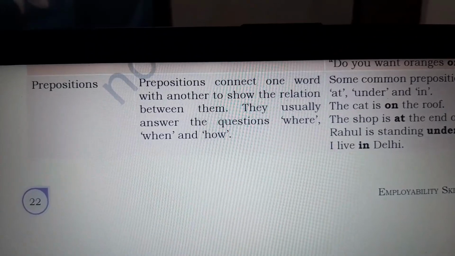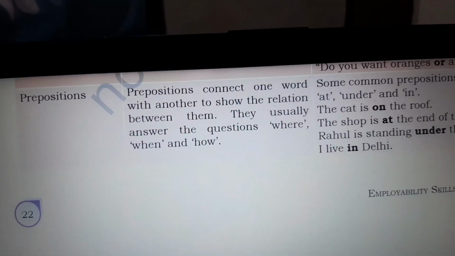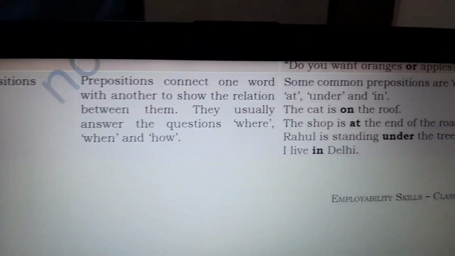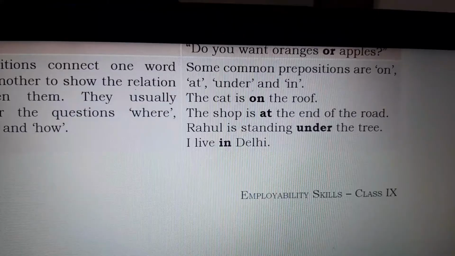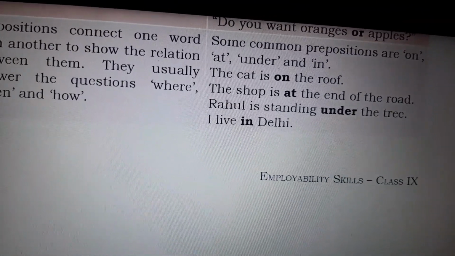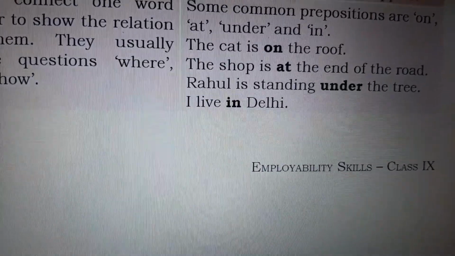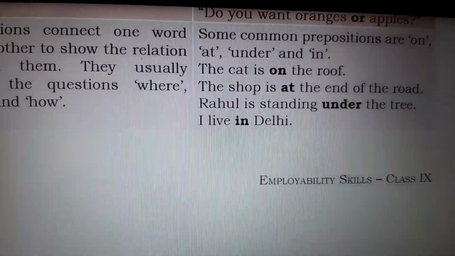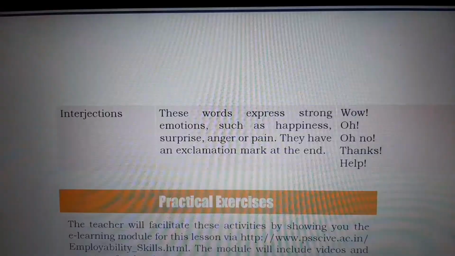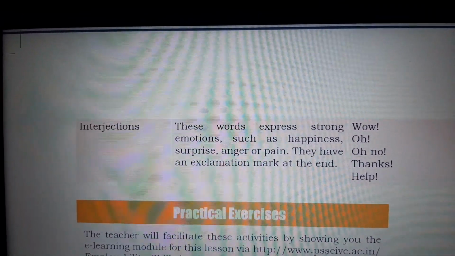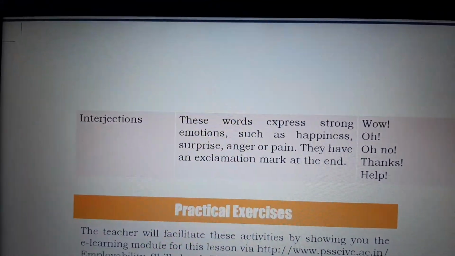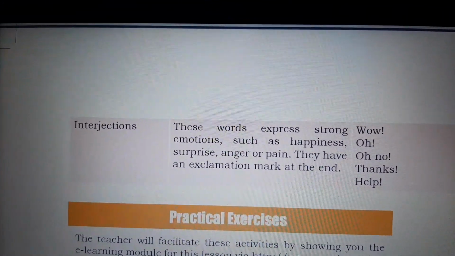Preposition. Prepositions show the relationship between the words in a sentence. For example, the cat is on the roof. On. The shop is at the end of the road. At. Rahul is standing under the tree. Under. I live in Delhi. In. These are all prepositions. Now interjections. They are exclamations that express strong feelings like wow, oops, oh no, thanks, help.